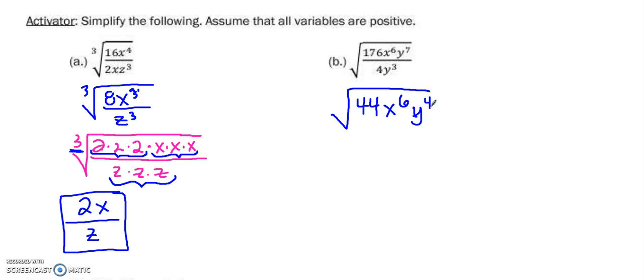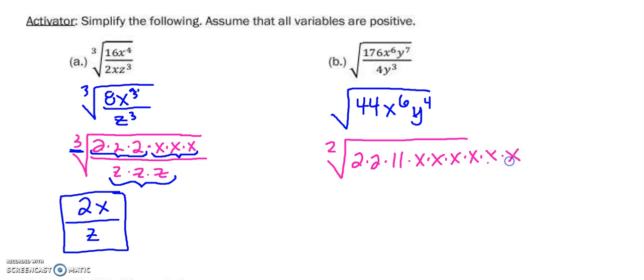And now again, I'm back to that thinking step. This is a square root, which if you remember means the second root. And so I'm looking for groups of factors in 2's. I'm going to completely break down 44 into its prime factorization. That's 2 times 2 times 11. And then the x's, there are 6 of them. Again, I probably would not write all of this out, but this might make it a little easier for us to see, at least when we're first gaining a lot of experience with these.